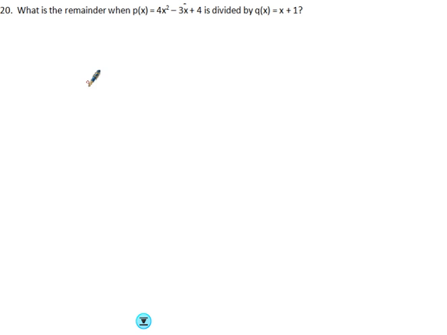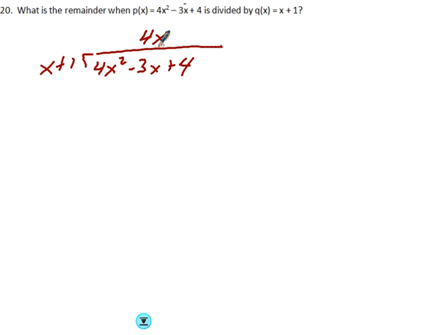Number 20, what's the remainder? So polynomial division. So x plus 1 is going to go into 4x squared minus 3x plus 4. So in your mind you're thinking, what times x is 4x squared, and that should be a 4x. So 4x times x, that's a 4x squared. 4x times 1, that's a positive 4x. You take the whole top, subtract the whole bottom, and 4x squared minus 4x squared cancels out. It always should. Minus 3x minus 4x turns into a negative 7x.